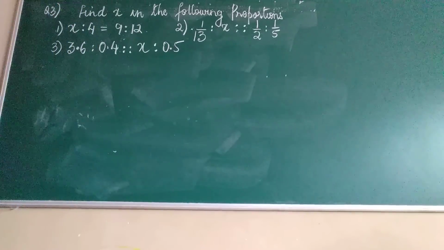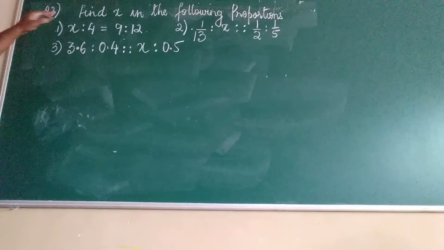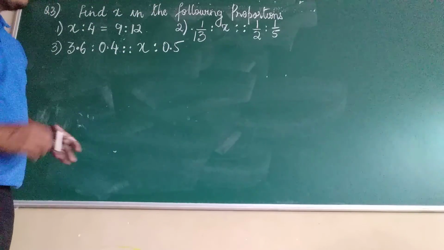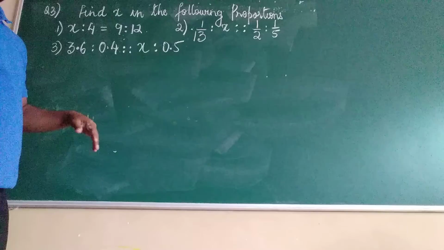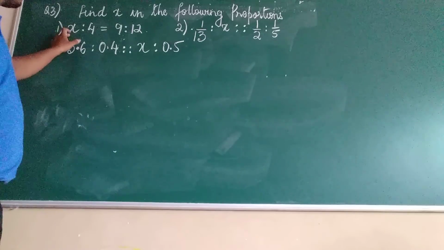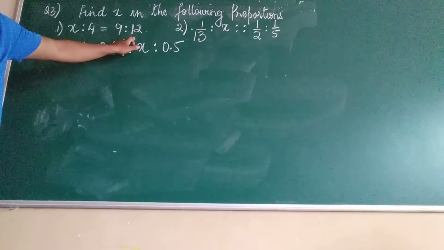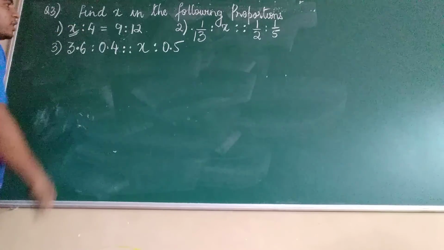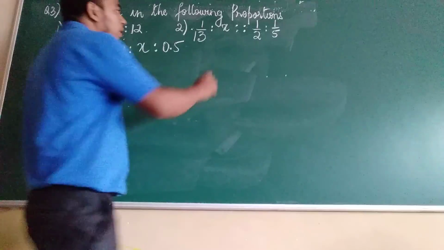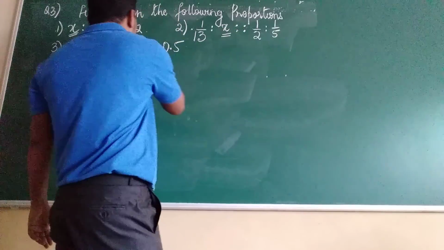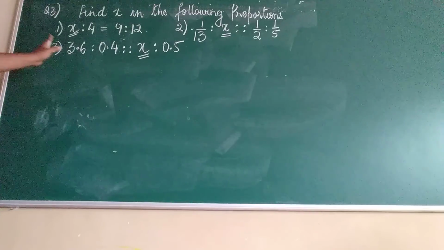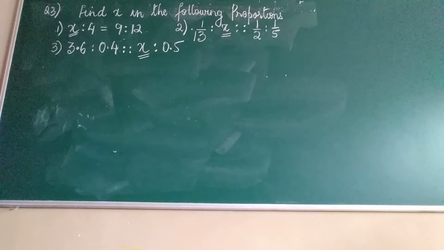Okay. So the next question is question 3. Find x in the following proportions. We have to find the value of x in the following proportions. They have given 4 terms. Out of 4 terms you will see one term is given as x. In this case it is the first term. In this case it is the second term, and here it is given as the third term. So you have to find the value of x in this proportion.